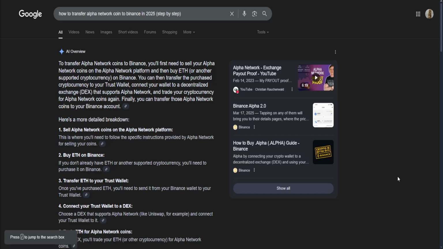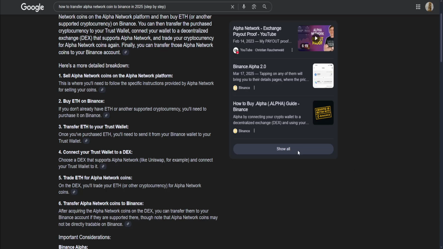How to transfer Alpha Network coin to Binance. So to transfer Alpha Network coins to Binance, you'll first need to sell your Alpha Network coins on the Alpha Network platform, and then buy the Ethereum cryptocurrency on Binance. And here's how you do it.